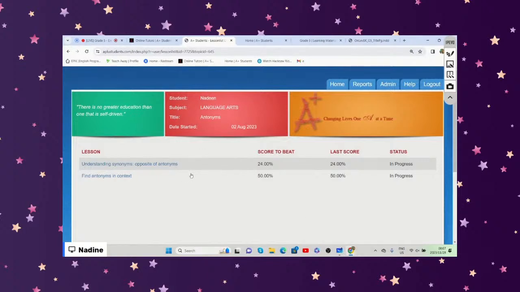So we're first going to understand synonyms, right? Words with either the same meaning or similar meaning, and then also the opposite, which is antonyms, right? Because antonyms are actually opposites in meaning. And then we're going to find antonyms in context.